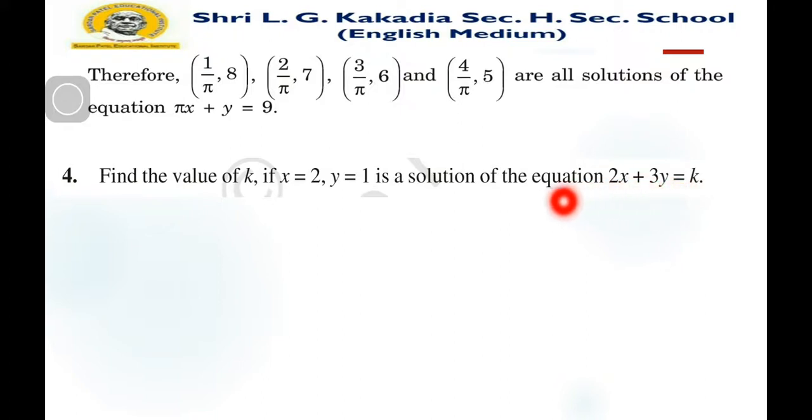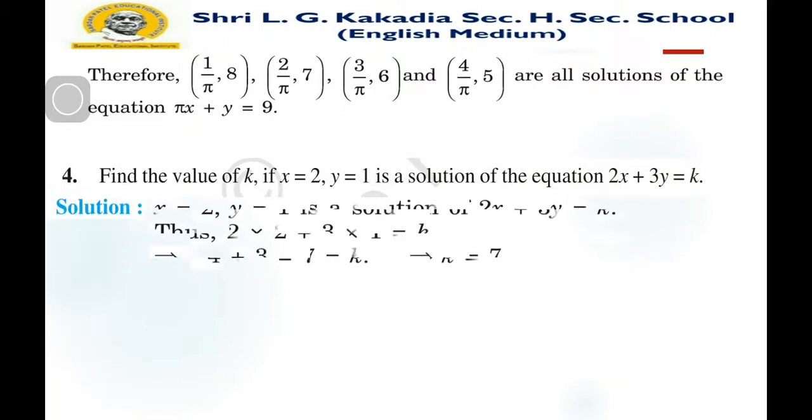So by substituting x is equal to 2 and y is equal to 1 in the linear equation, we can find the solution. x is equal to 2 and y is equal to 1 is the solution of 2x plus 3y is equal to k. So it satisfies the equation. Thus 2 into 2 plus 3 into 1 is equal to k, that is 4 plus 3 is equal to 7 is equal to k, which means the value of k is equal to 7.